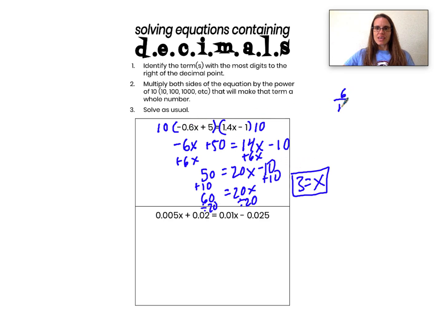6/10 could have been written like this. 1 4/10 could be written like this. And so we're just multiplying both sides of the equation by that common denominator of 10.